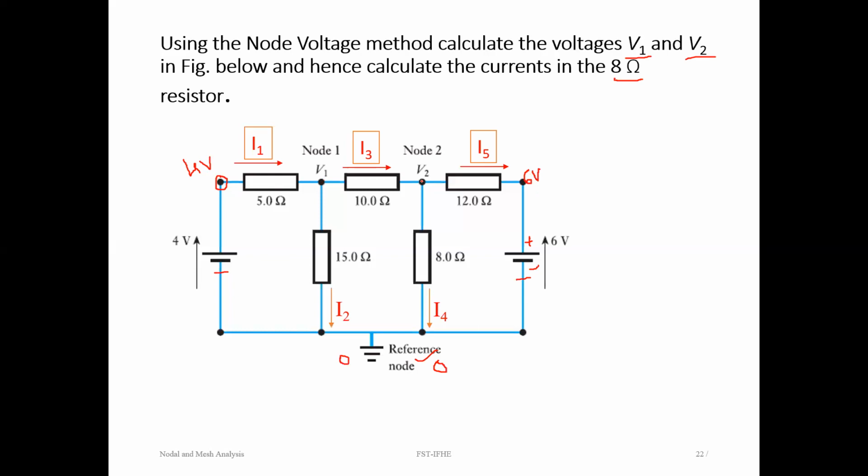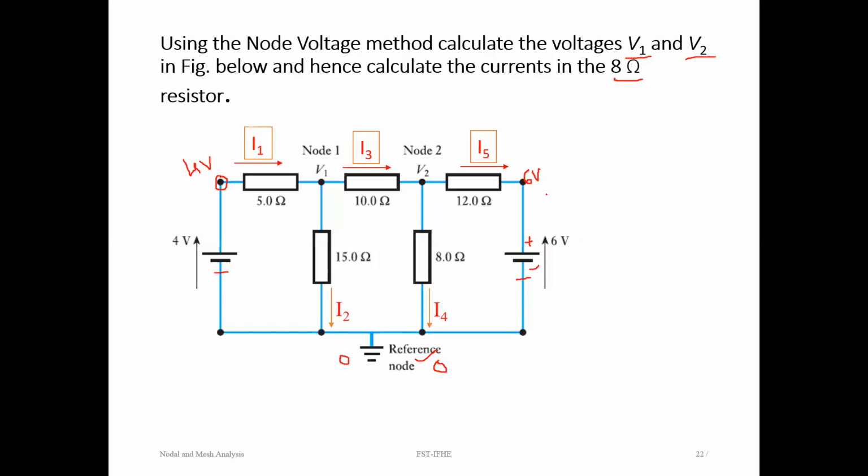So let us assign the current direction so that it will be easy for us while representing the currents in terms of node voltages. Let I1 be the current flowing through the 5 ohm resistor. I2 is the current flowing through the 15 ohm resistor. I3 is the current flowing through the 10 ohm resistor between V1 and V2. And I4 is the current flowing through the 8 ohm resistor. And I5 is the current flowing from V2 to 6. So we have identified the nodes, we have represented the node voltages, and we have given the current directions.